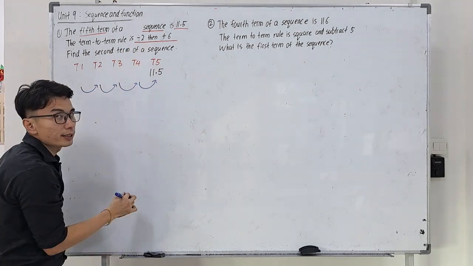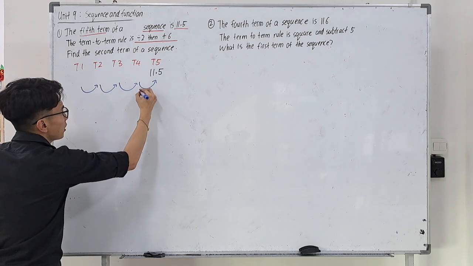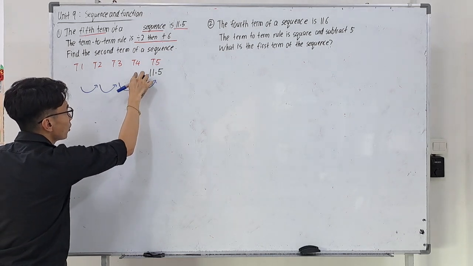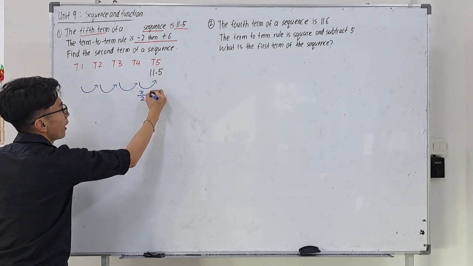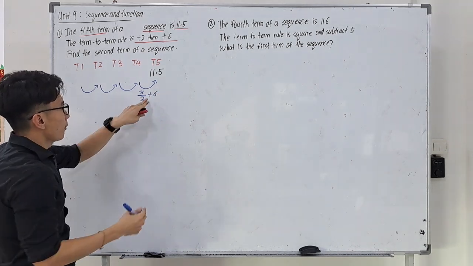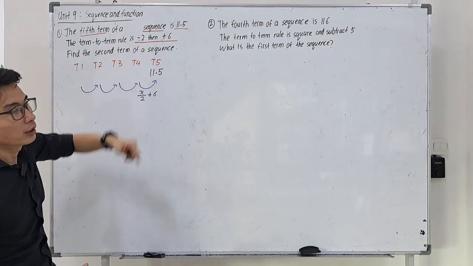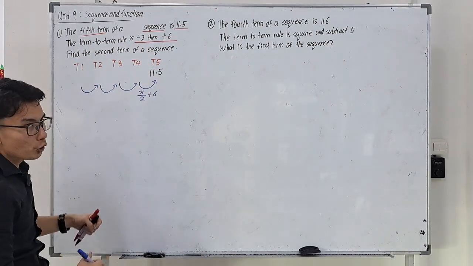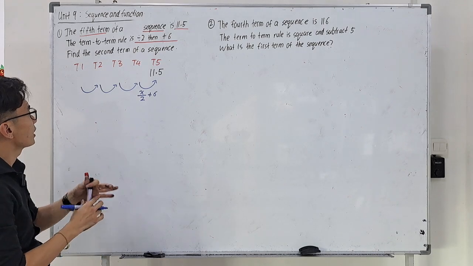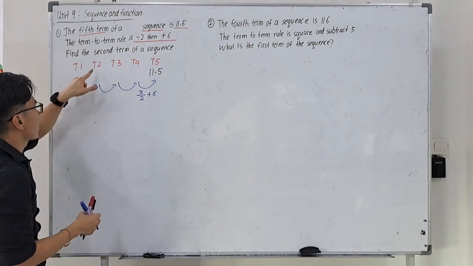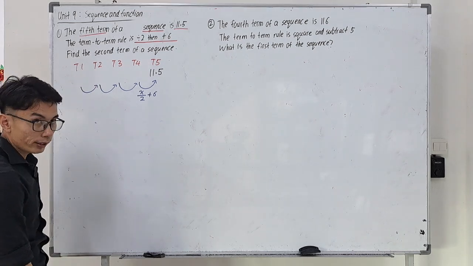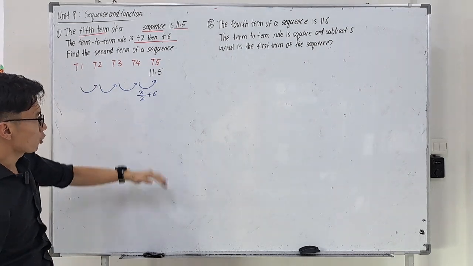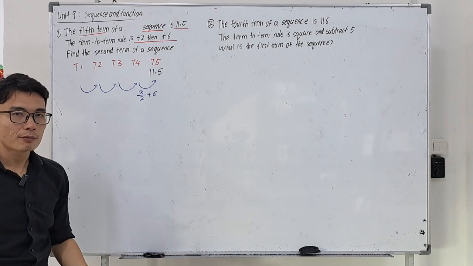So how will I write this as an expression? Any number which is here, which we do not know, we call this x for now. I'm going to take that number, divide by 2 and then plus 6. That is my expression to represent this term to term rule. And the question is, find the second term of the sequence. So the second term is what I'm referring to here. I am interested to find out what number this is. So I have laid out the foundation of the question, and my next step is to solve it.